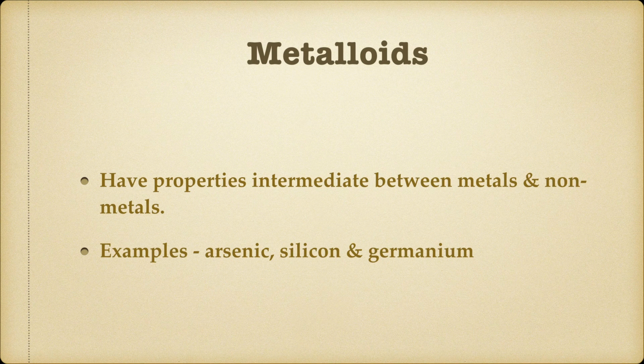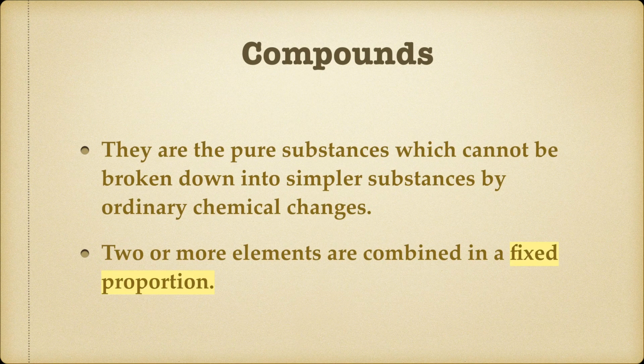Okay, so hopefully you understood what elements are and the classification of elements, that is they are classified as metals, non-metals and metalloids, and we have seen the properties of each one. Now next we are going to start with compounds. Next, compounds. They are pure substances which cannot be broken down into simpler substances by ordinary chemical changes.